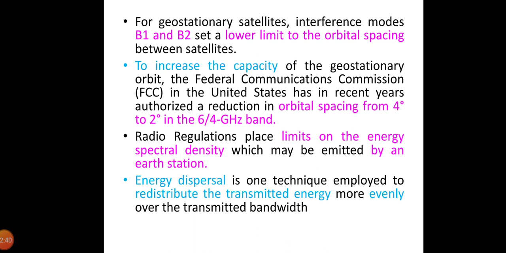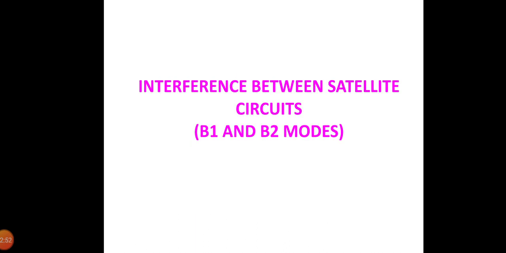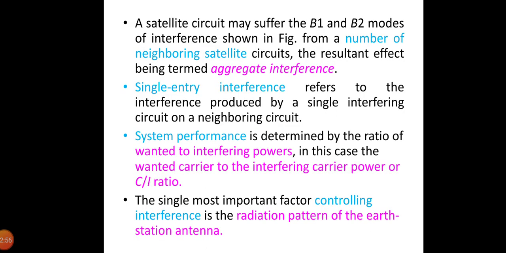So, radio regulations place limits on energy spectral density which may be emitted by an earth station. Energy dispersal is one technique employed to redistribute the transmitted energy more evenly over the transmitted bandwidth. Now let us see the interference between the satellite circuits, that is in B1 and B2 modes.